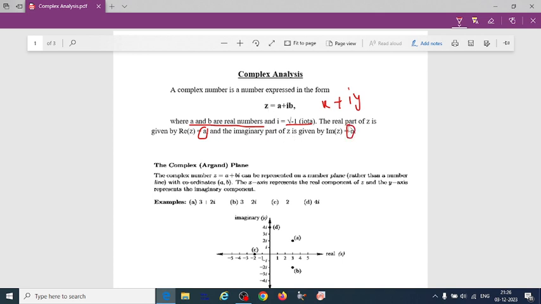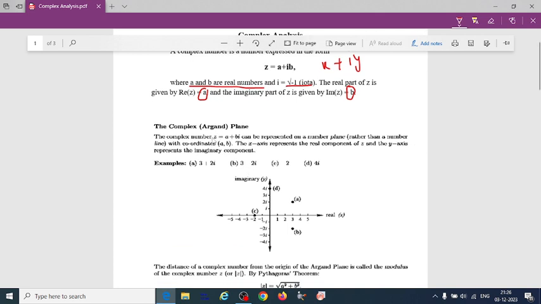So how can we represent these complex numbers in a plane, or we call it the complex plane? We call that the Argand diagram. So the complex number z equal to a plus ib, how can we represent it in terms of a plane? We can understand with the examples a, b, c, d.